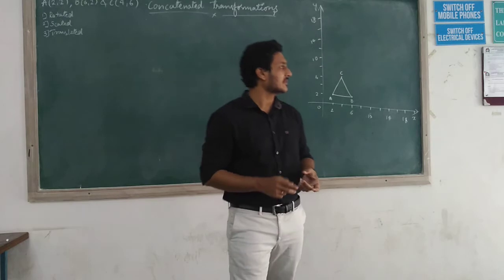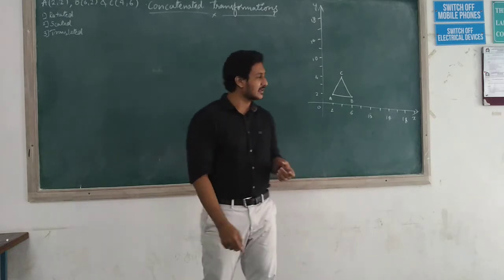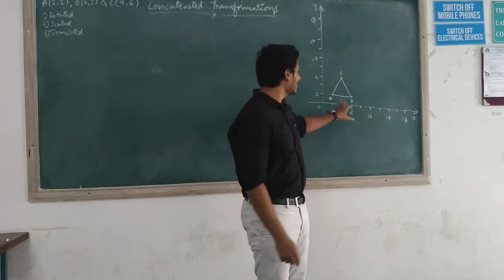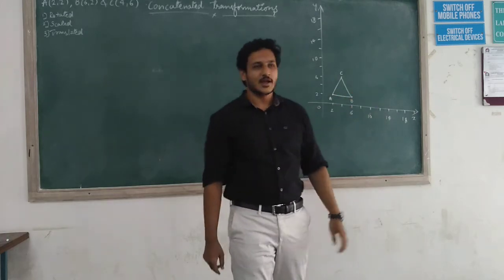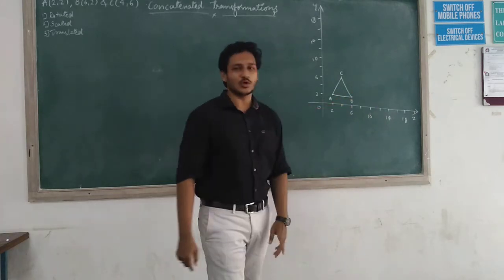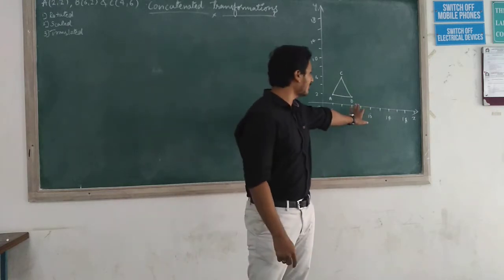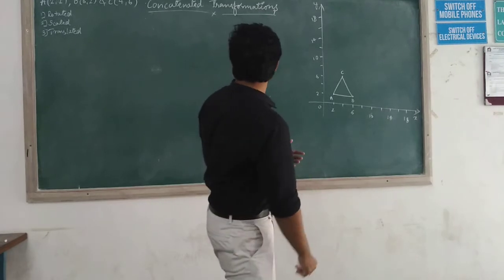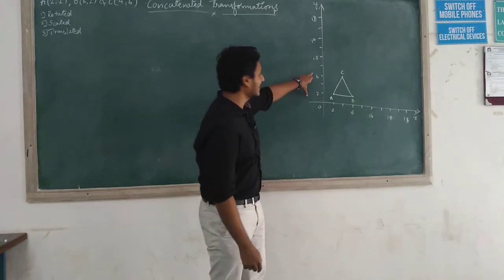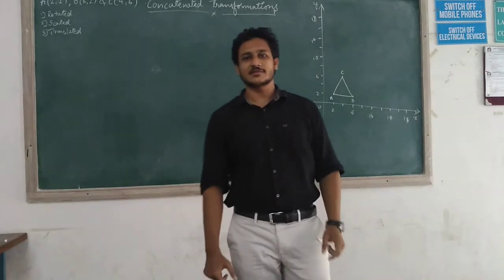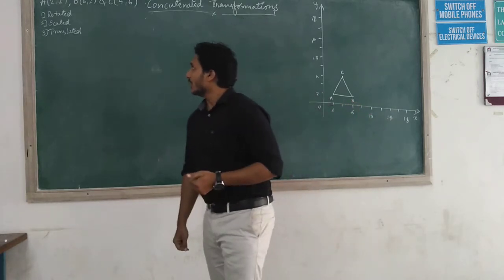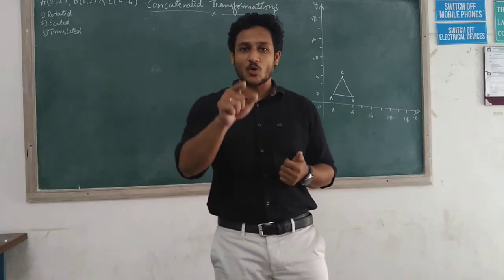Shall we start? Yes. We have a triangle with coordinates A, B and C, where A has the coordinate points 2, 2, B has the coordinate points 6, 2, and C has the coordinate points 4, 6. We have this triangle, so you can note this one.